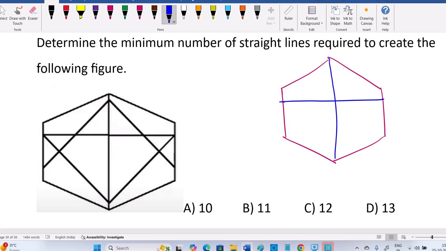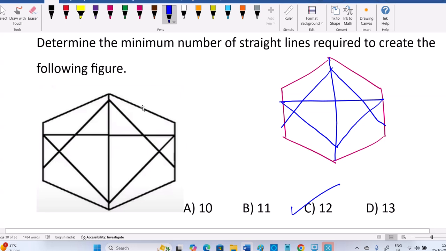8, and this is 9, 10, 11, 12. 6, and this vertical and horizontal 2 extra. So 6, 7, 8, 9, 10, 11, 12. It's not 11, it's 12. You can calculate that. Okay, 12.